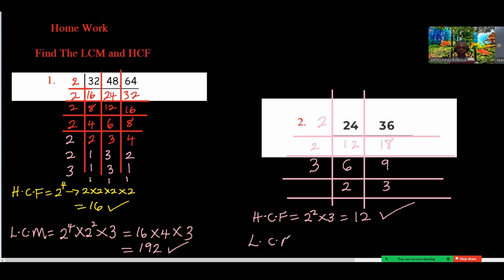Now for LCM, we have just 2 and 3. So since it's 2 that will divide 2 and 3 that will divide 3, we just combine everything like this as the LCM. Is that clear? Then we have 2 squared times 3 times the remaining 2 and 3. What do you mean by combine? You said, what do you mean by combining everything? That is what I'm doing here. I'm combining them and multiplying them, okay?